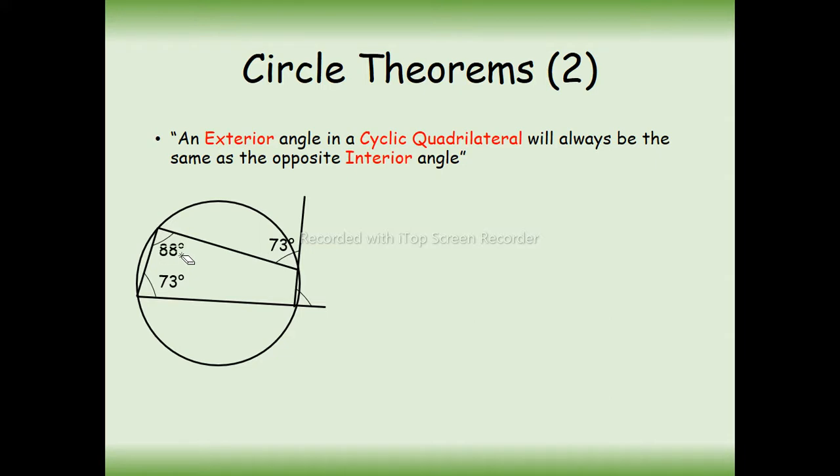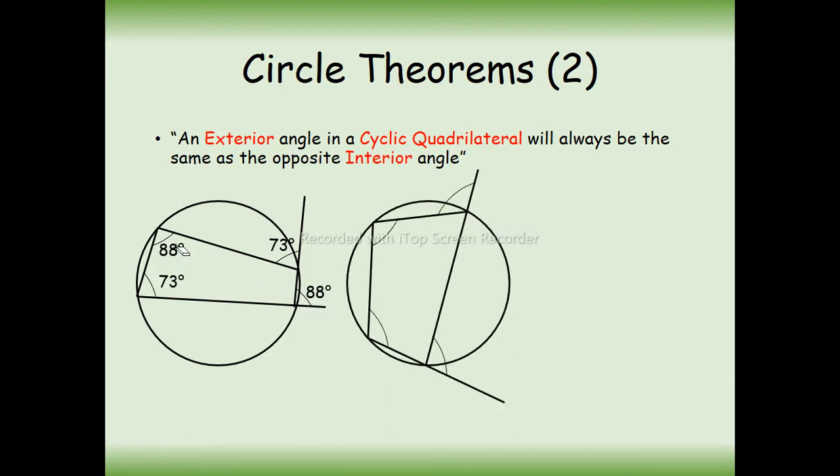Now let's look at this one. If this is 88, the opposite one would be 88. So an exterior angle in a cyclic quadrilateral will always be the same as the opposite interior angle. If this is 73, this is 73. If it's 88, this is 88. So let's look at another one.